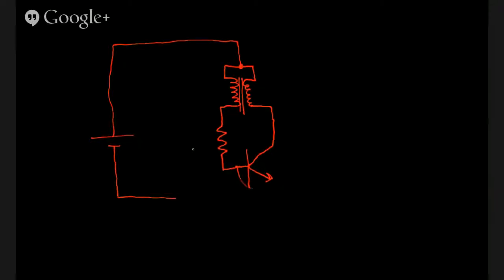A type of diode you're probably familiar with is the light emitting diode, or LED. I'm going to be using one in this circuit. An LED symbol looks a lot like a normal diode, but we've got some light coming off of it.